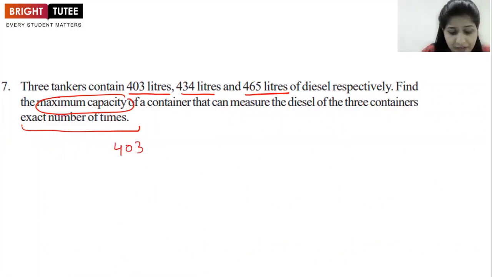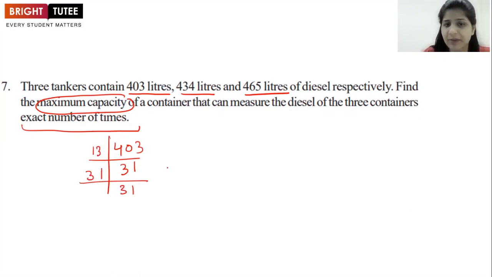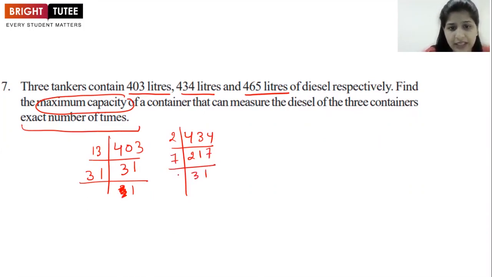403 we have, so we are first going to divide it, so it will get divided by 13 first, not by any other number. So 13 threes are 39 and 13 ones are 13. Then 31 is a prime number, divisible by 13 only. So we will get 13 and 31 as the factors of it. 434 when you try, you start with 2, 2 twos are 4, 2 ones are 2, then 2 sevens are 14, then it will be divided by 7, 7 threes are 21 and 7 ones are 7. So 31 again we are getting, which is a prime number.